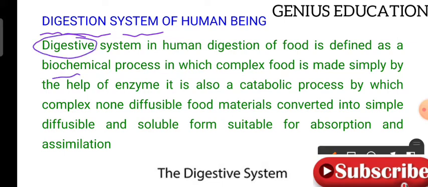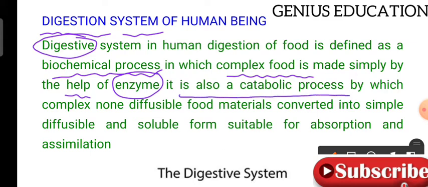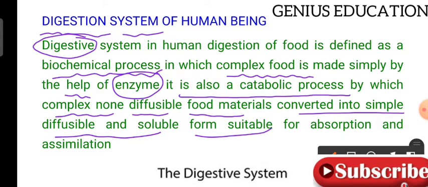Digestion is a biochemical process where complex food particles break down into a simple form with the help of enzymes. This process is also called the catabolic process, by which non-diffusible food materials are converted into a simple, diffusible, soluble form, which is suitable for absorption and assimilation.